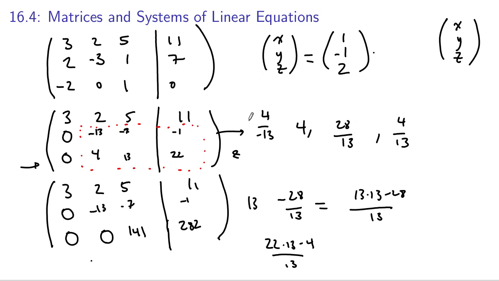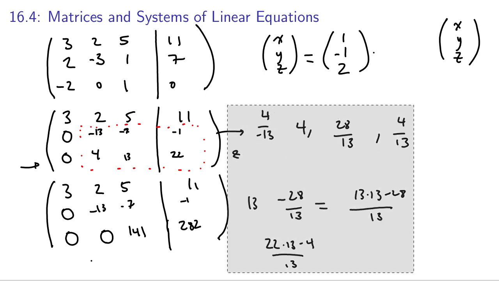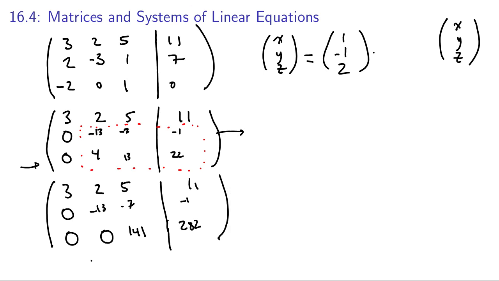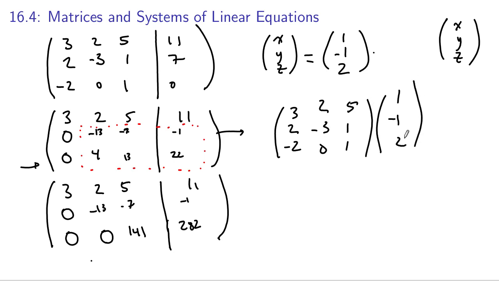Now, one of the other cool things about doing this with matrices is that we can check our work with matrix multiplication. So if we take our answer and we de-augment this matrix so that we have the original matrix, and multiply by our solution, we should get the constant vector on the right. And if we do, then we've done the work correctly.